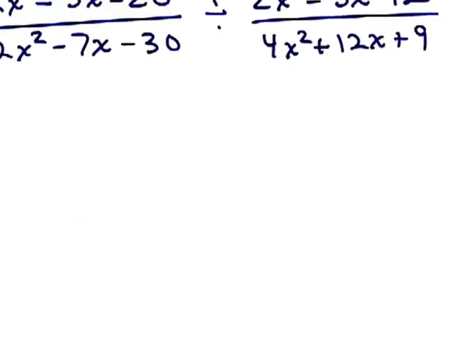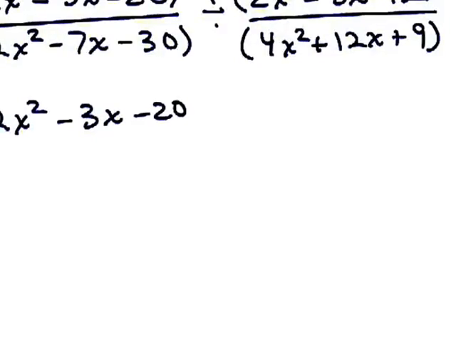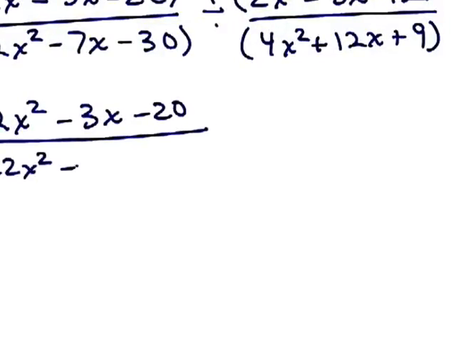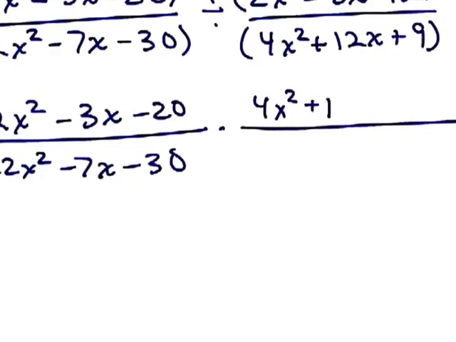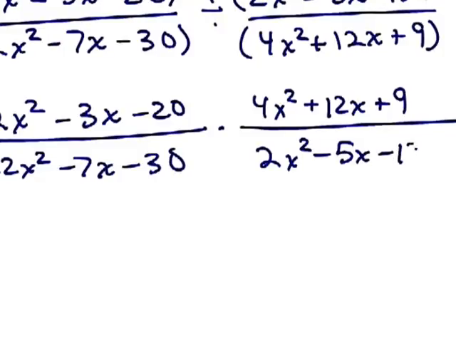Okay, here's another one I want you to try. So put this on pause and multiply by the reciprocal, factor everything. After everything's factored, then see if anything cancels. Okay, so let's do it. Remember, we're going to factor each numerator and denominator after we multiply by the reciprocal. So first, I'm going to write 2x squared minus 3x minus 20 over 2x squared minus 7x minus 30 times the reciprocal. 4x squared plus 12x plus 9 over 2x squared minus 5x minus 12.